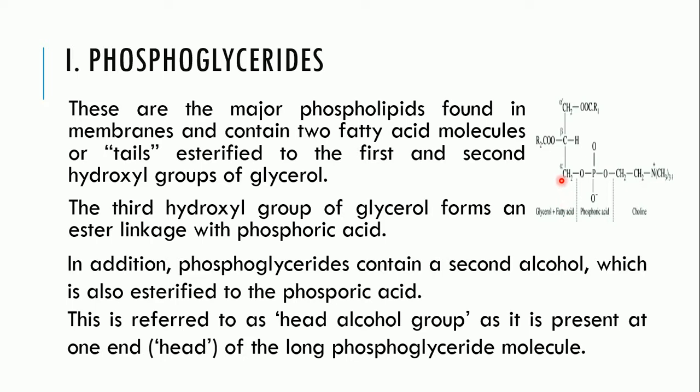So this is glycerol plus fatty acids, this is phosphoric acid, and to this phosphoric acid a choline group is attached. In addition, phosphoglycerides contain a second alcohol which is also esterified to the phosphoric acid. This is referred to as the head alcohol group, as it is present at one end, the head of the long phosphoglyceride molecule.